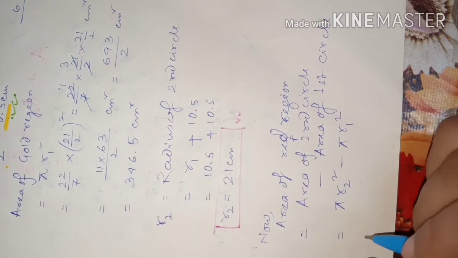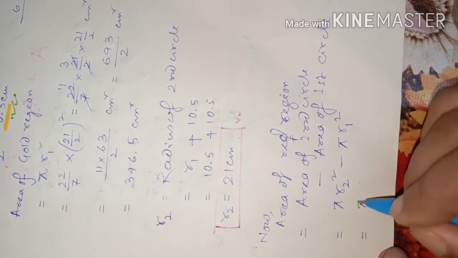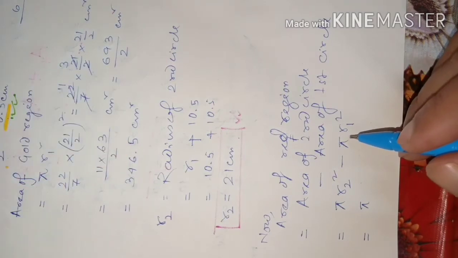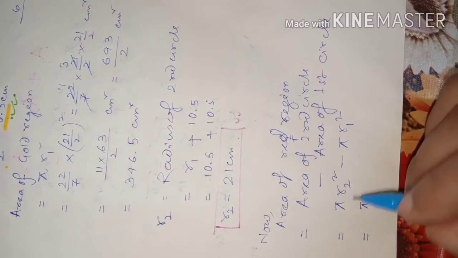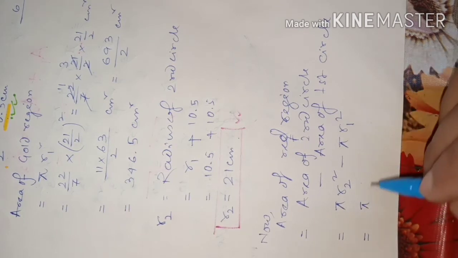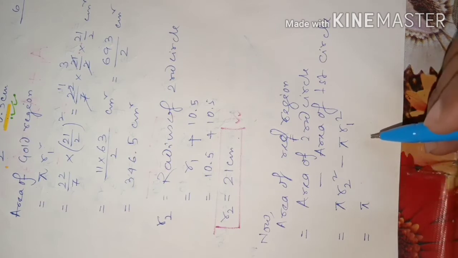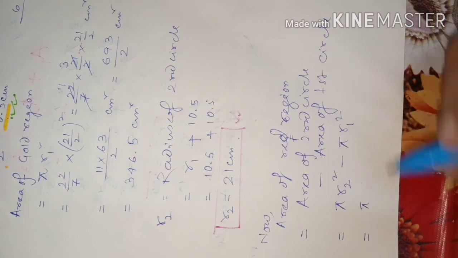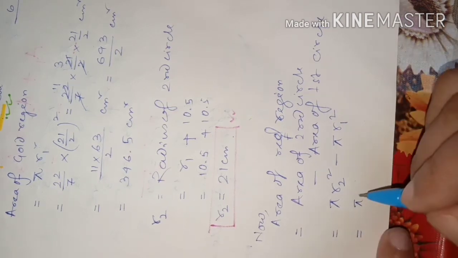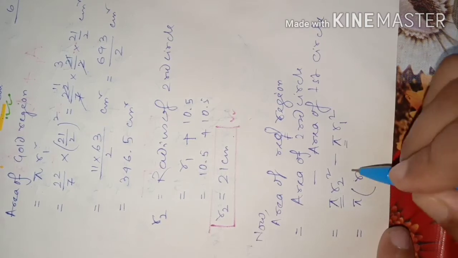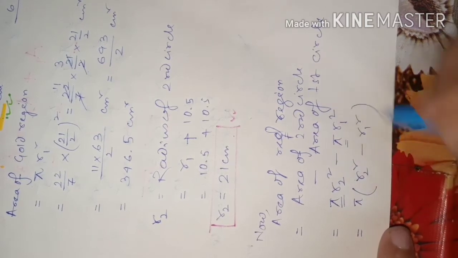After that, you can take pi as a common factor, or you can put the value of pi also, 22/7. There are two ways. One is by taking pi common, then putting R2 and R1, then doing the cancellation and multiplication work. Let me show you that way. Taking pi common, R2 square minus R1 square will be here.